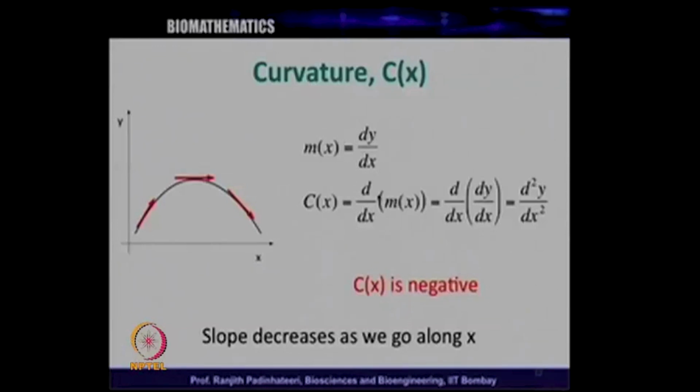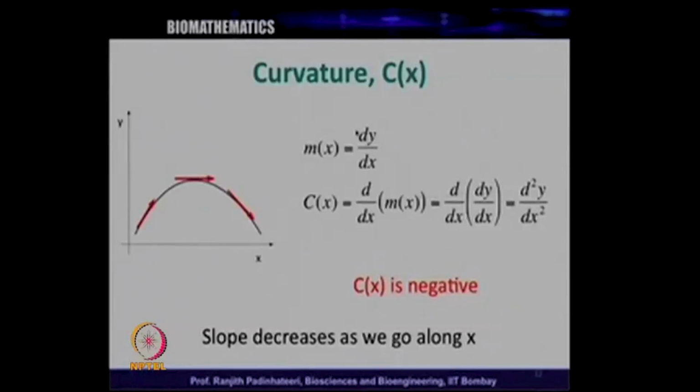So, what does it mean? The change in m, dm by dx, what does dm by dx mean? How does the slope change? dy by dx is how the y changes, and dm by dx is how the slope changes. In mathematics, the slope change can be represented as d by dx of dy by dx, which is known as d square y by dx square.